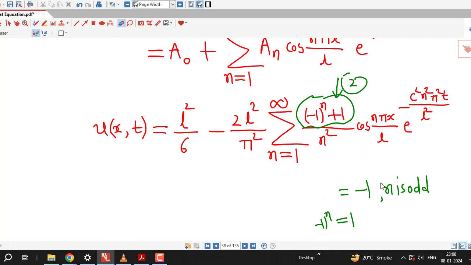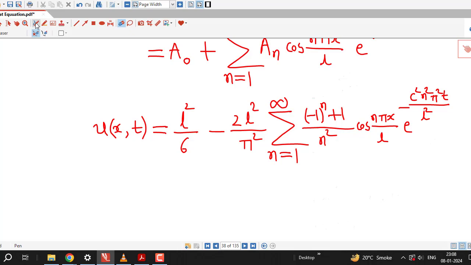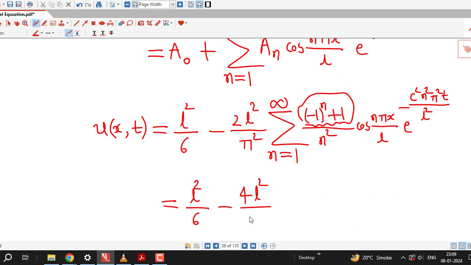So if we wish, we can further simplify this summation, and we can rewrite this as, I write L square by 6 here. For even n, this is 2, and that I take outside summation. So 2 into 2, that is 4. So I am writing minus 4 L square over pi square. Now instead of n equal to 1 to infinity, I can write in this way.